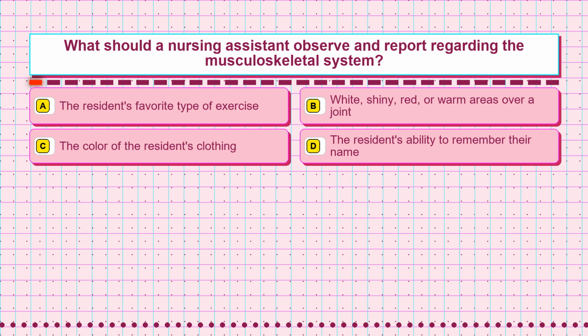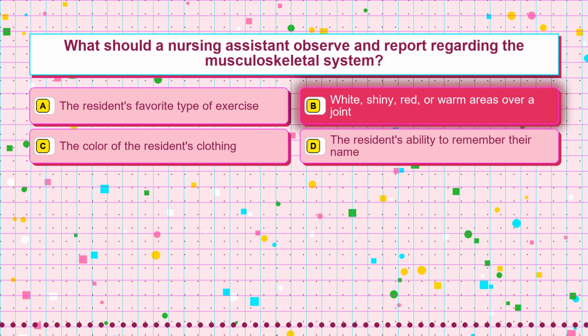Question 39. What should a nursing assistant observe and report regarding the musculoskeletal system? Option A, the resident's favorite type of exercise. Option B, white, shiny, red, or warm areas over a joint. Option C, the color of the resident's clothing. Option D, the resident's ability to remember their name.